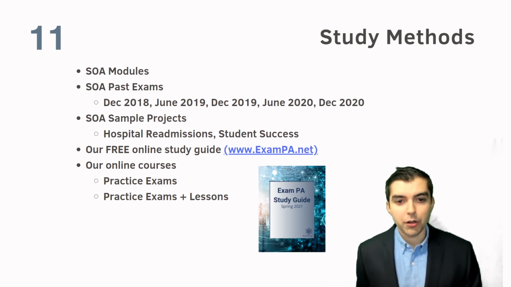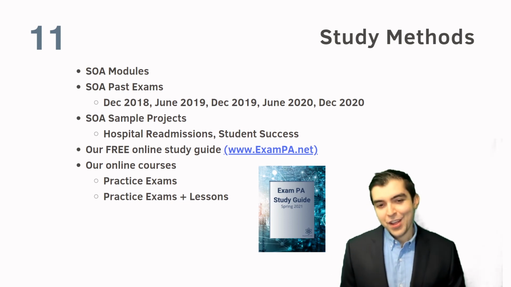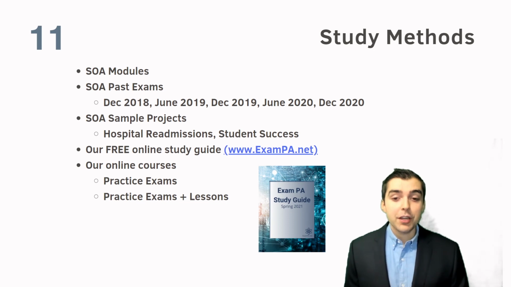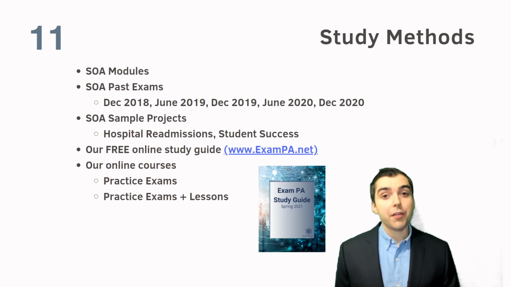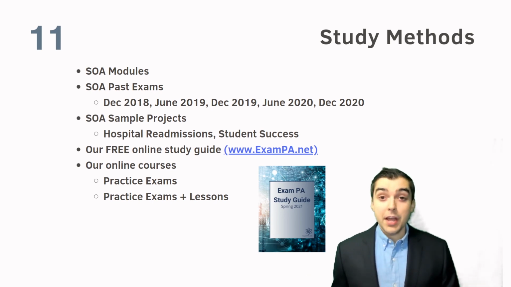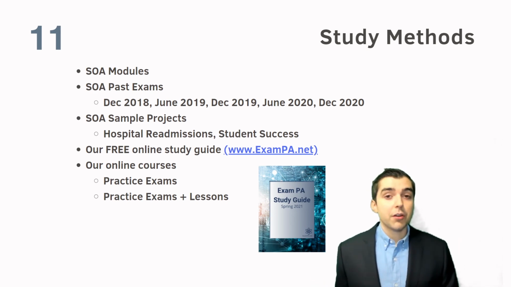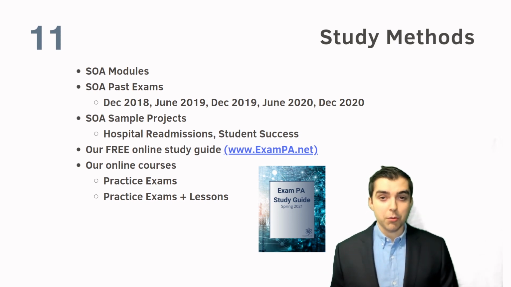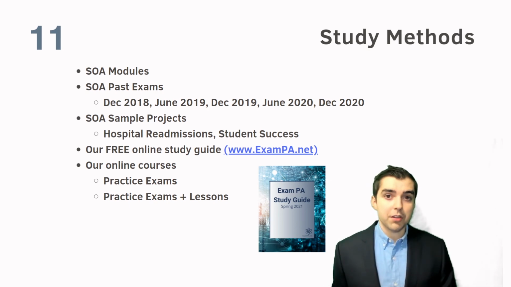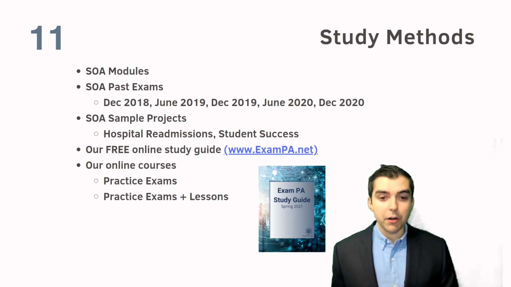You also have some older SOA sample projects, hospital readmissions, and student success. You should definitely use our free online study guide. This is a comprehensive guide that covers every single topic on the exam. It shows you the R programming and the statistics so that you can just copy and paste and run these things on your own computer. It covers the same material that's on the SOA's modules. However, we still recommend that you read through the modules. This will really give you a summarized Cliff Notes version of all of the topics that you need to learn.